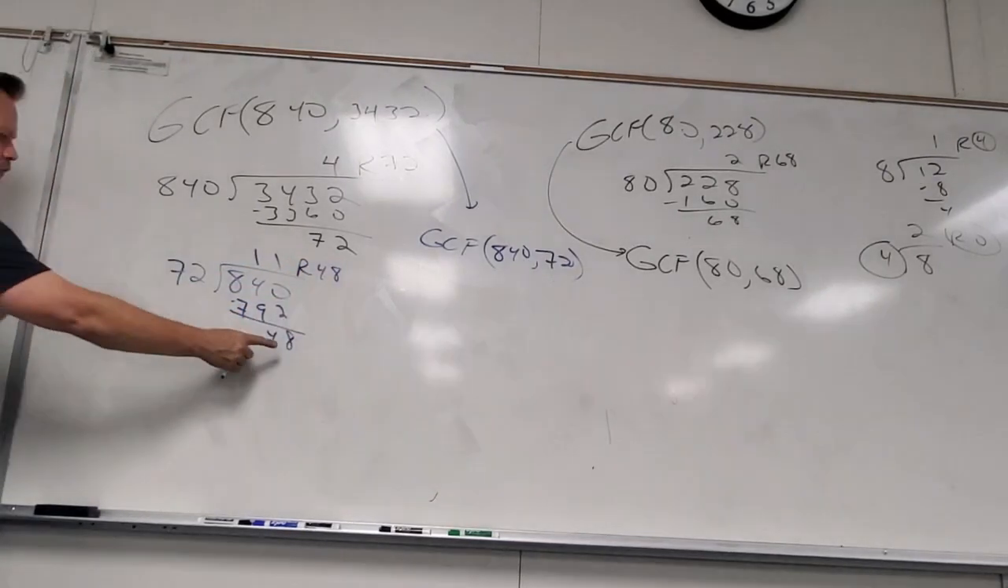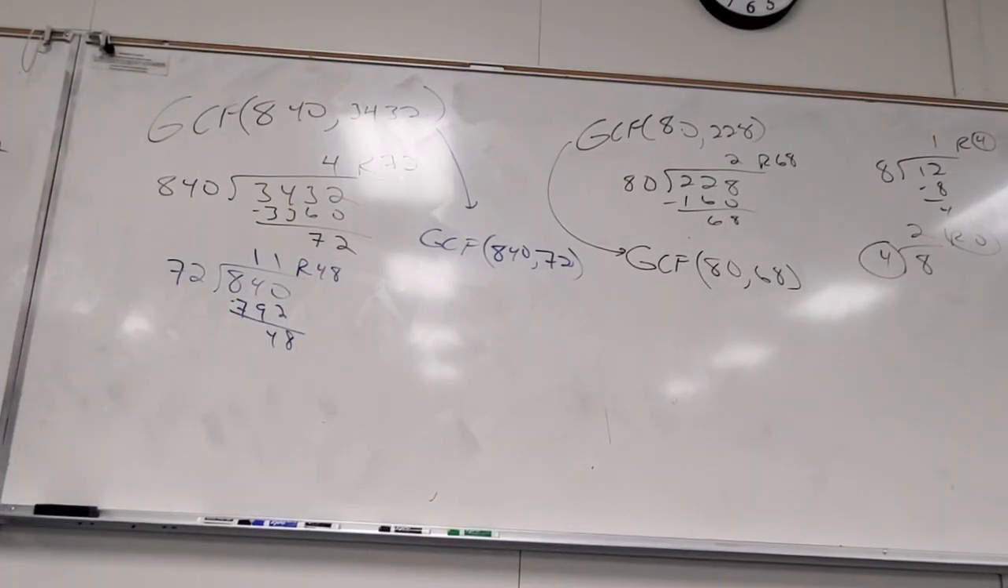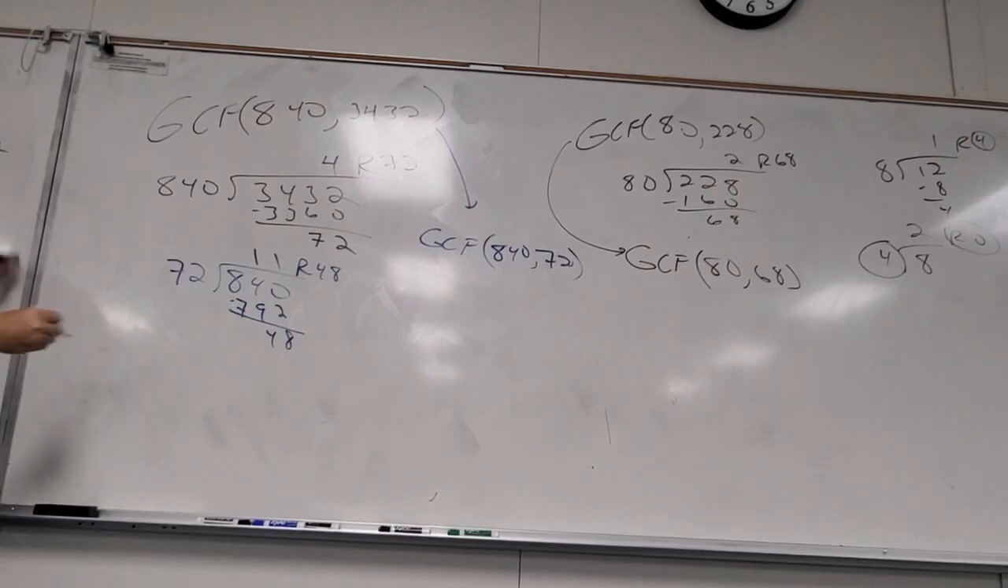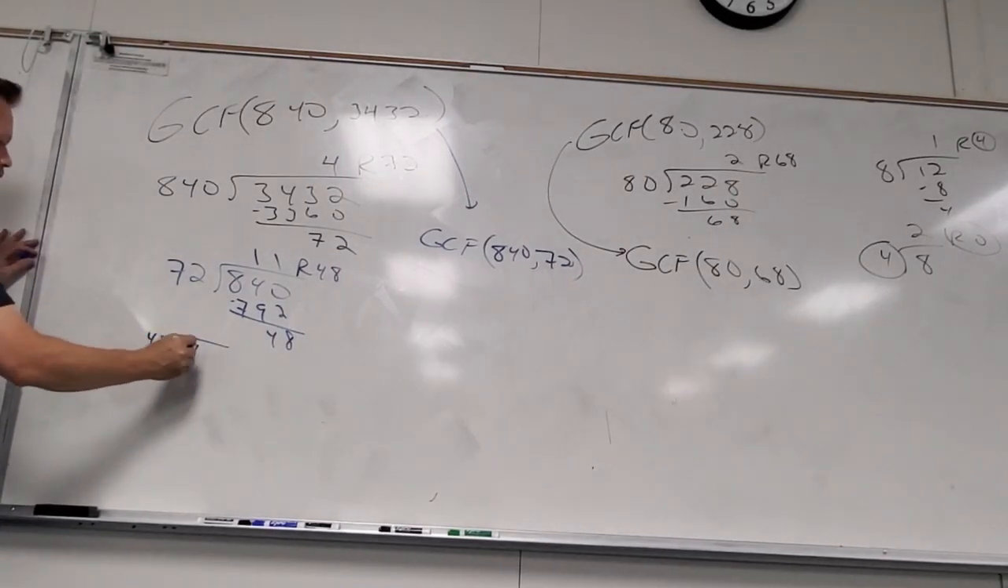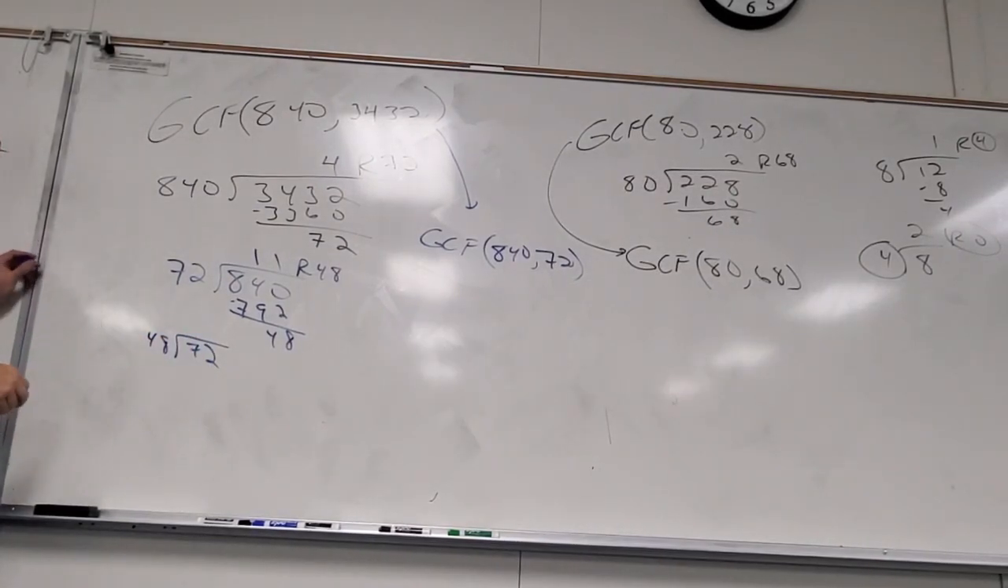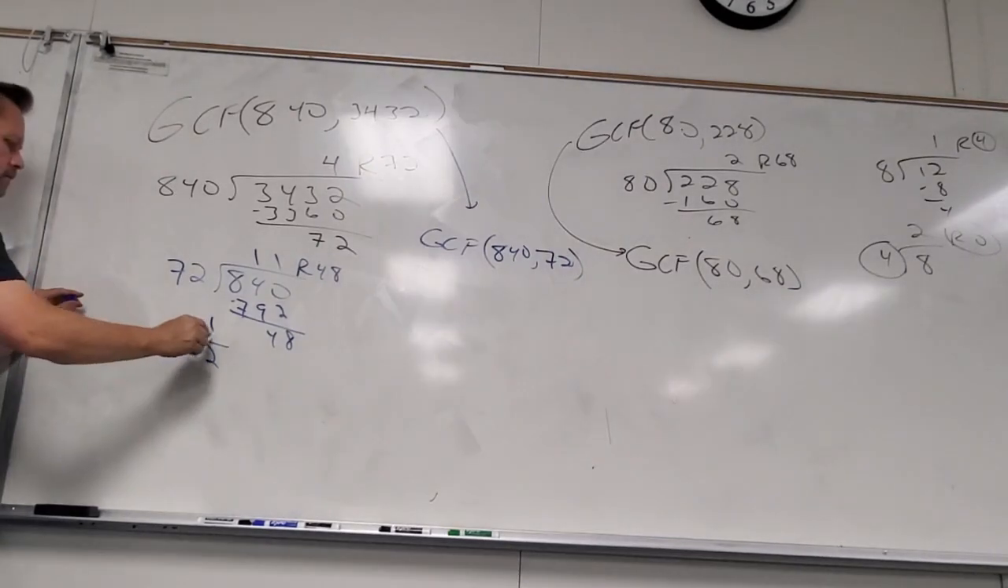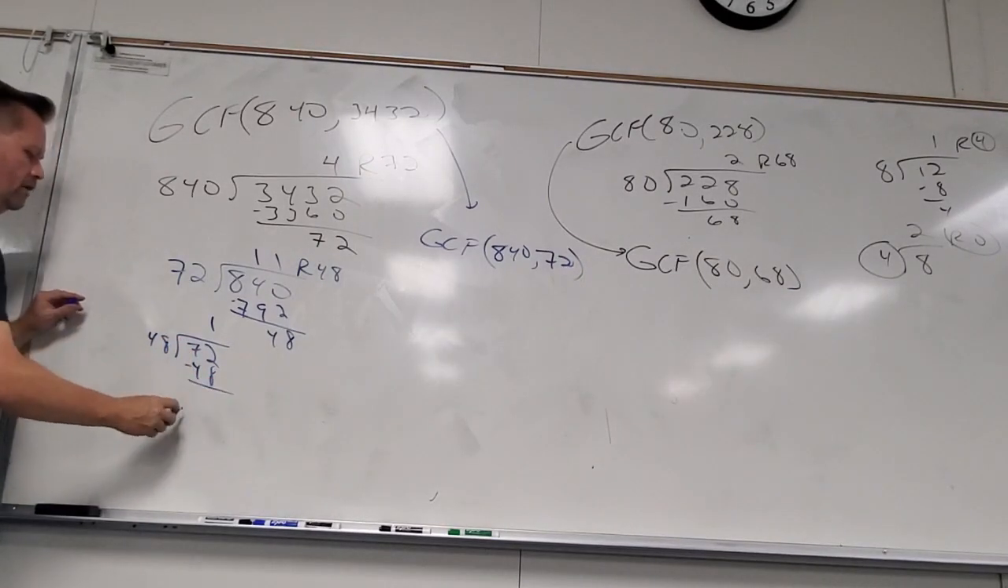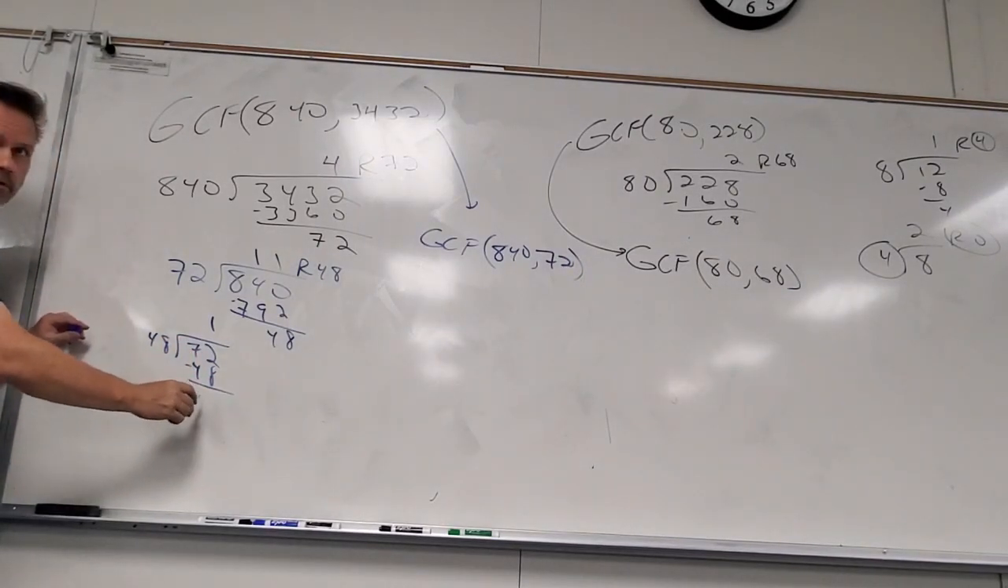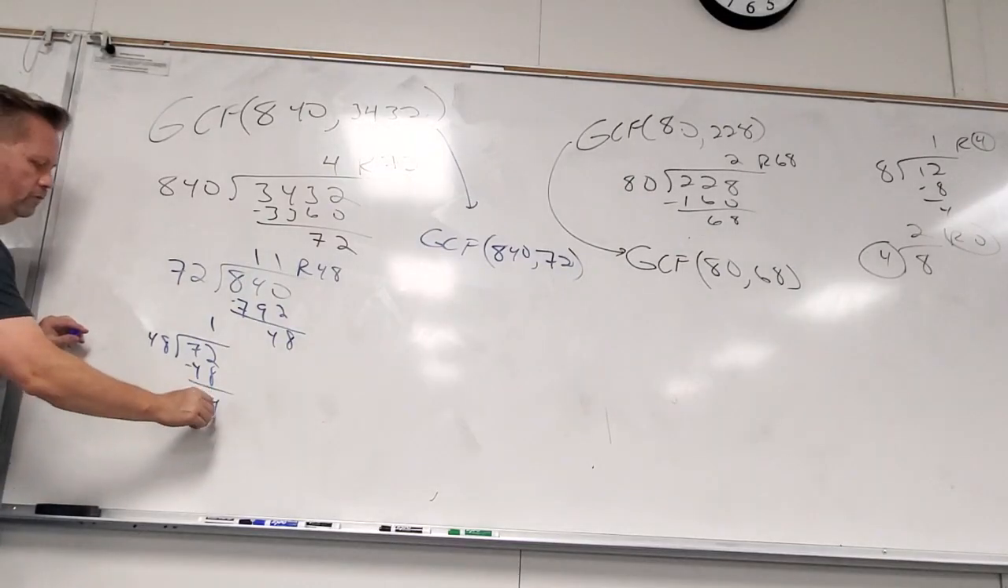So now I'm going to take 48 into 72. You don't even have to waste writing what the GCF statement is now. You just kind of keep going, right? 48 into 72. Goes only once. Now I'm at 24, right?